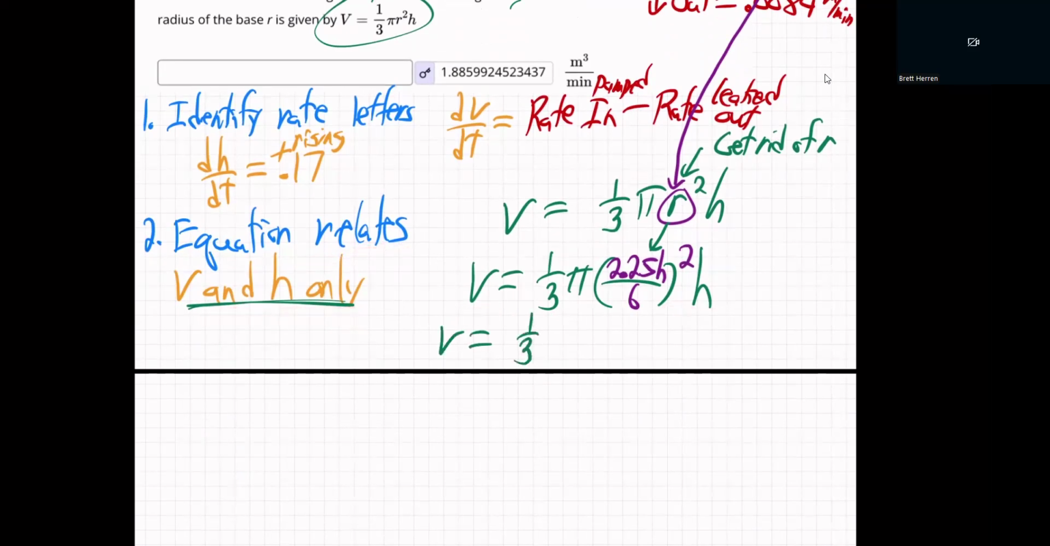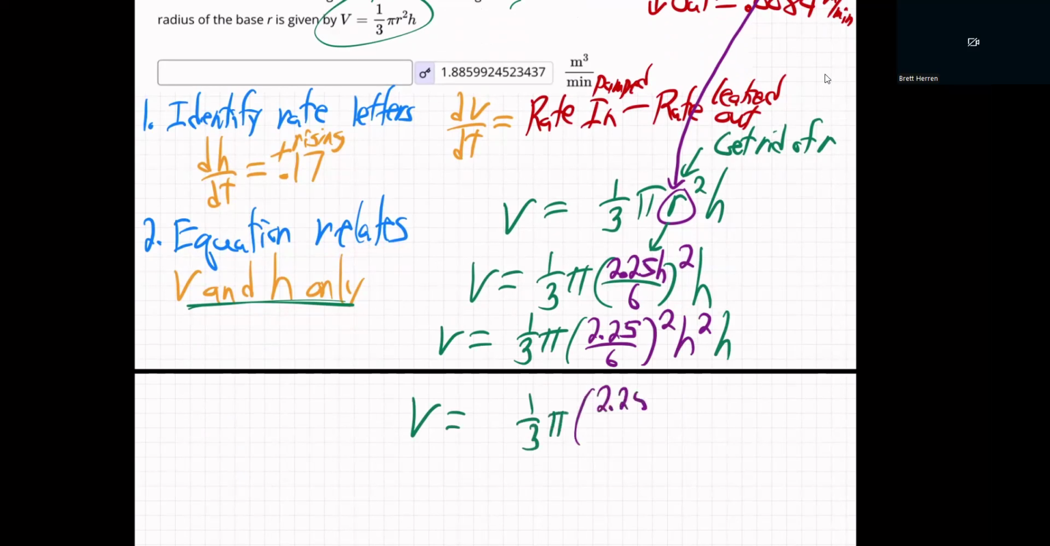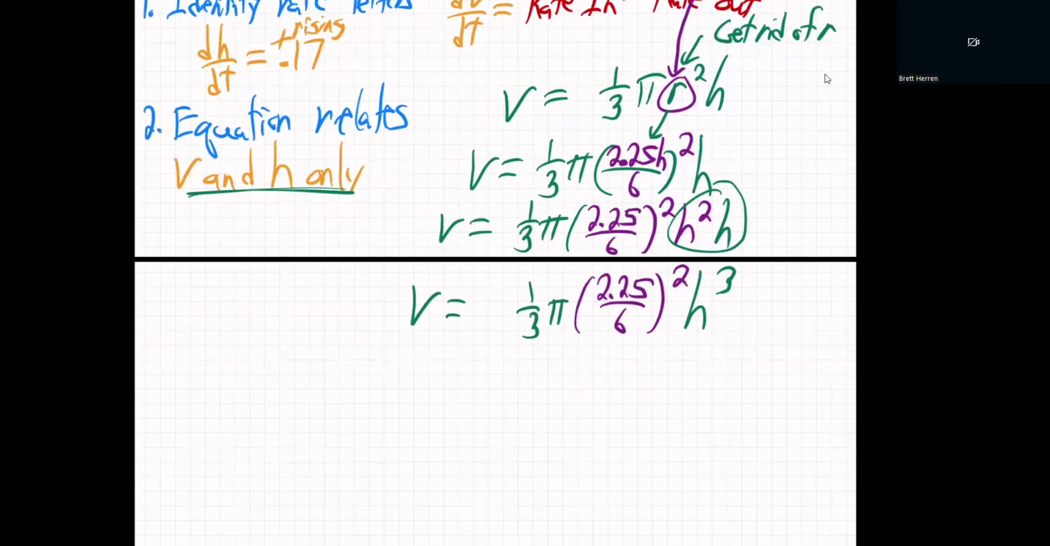It's going to be 1/3 pi. I'm going to take these numbers, 2.25 over 6 squared, and then I'm going to have H squared separately and the other H. So one more step of clean up: 1/3 pi, 2.25 over 6 squared, and then H cubed, right? Because H squared times H is H cubed. Okay, so there's step 2, the big important step.